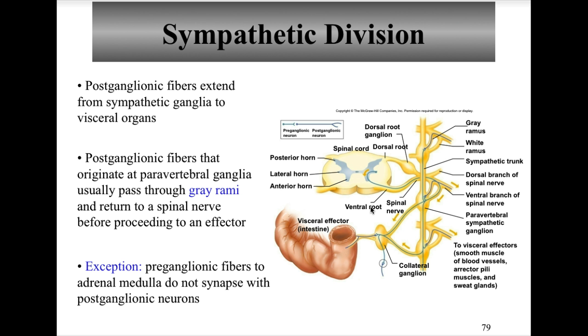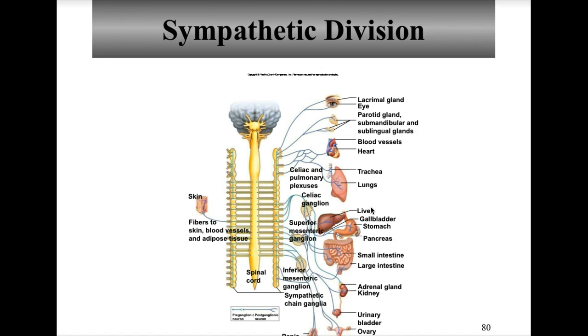So here you can see that in the abdominal organs. The exception there is that the preganglionic fibers to the adrenal medulla do not synapse with postganglionic neurons. Here's another picture of the sympathetic divisions.